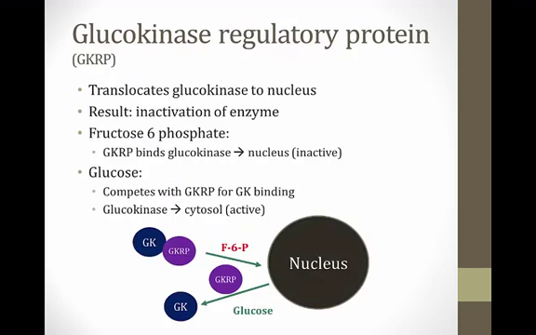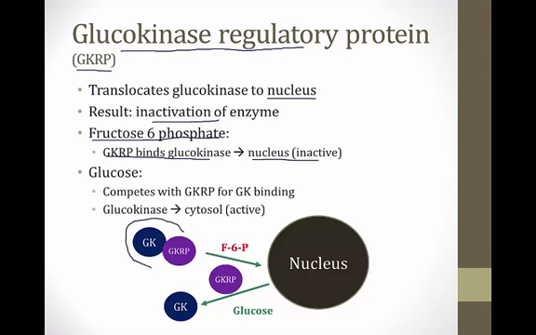There is an unusual mechanism by which fructose 6-phosphate inactivates glucokinase, and that's by way of a protein called glucokinase regulatory protein, or GKRP. This protein translocates glucokinase to the nucleus, and once the enzyme has been moved out of the cytosol and into the nucleus, it is inactivated. In the presence of fructose 6-phosphate, GKRP will bind to glucokinase and pull it to the nucleus, and I've shown that on this picture down here. GKRP is binding glucokinase in the presence of fructose 6-phosphate and pulling it to the nucleus where it is inactive.